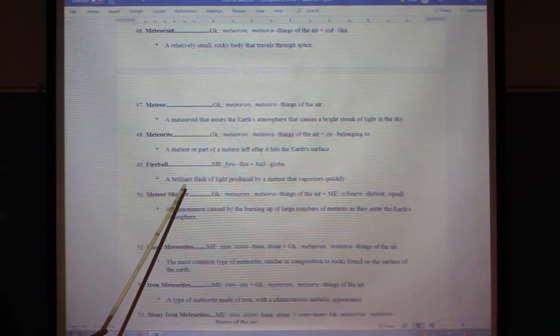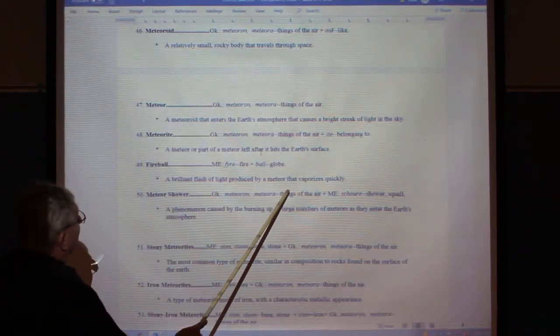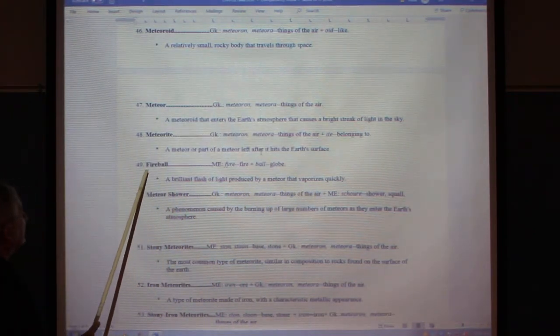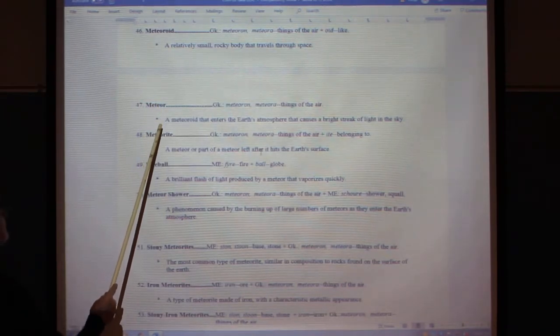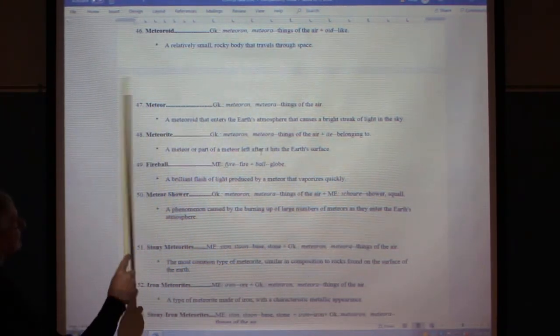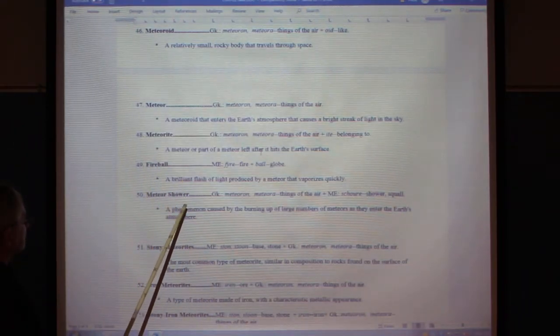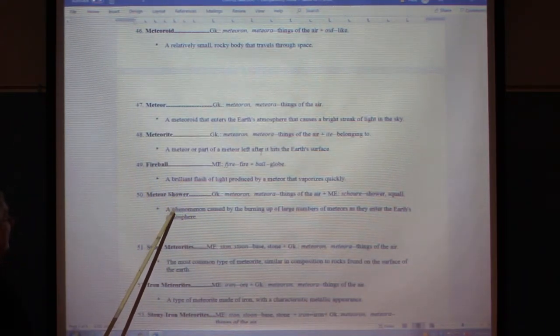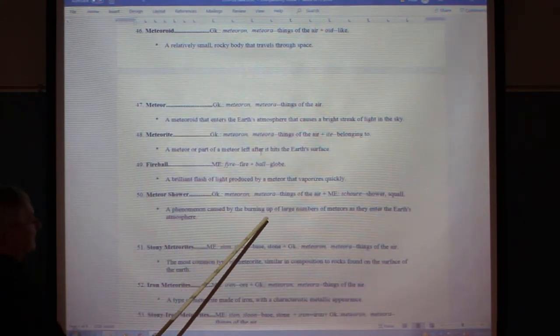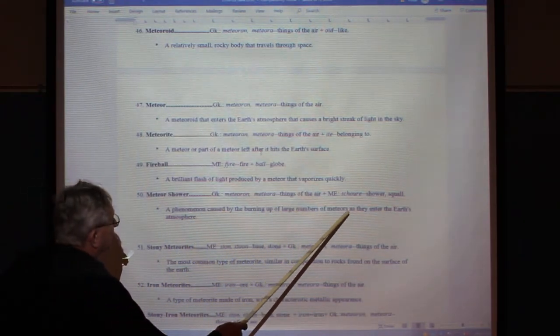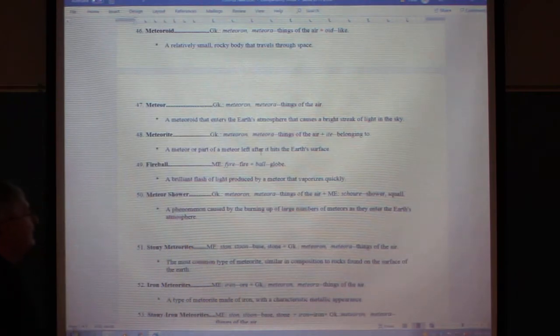Fireball, a brilliant flash of light produced by a meteor that vaporizes quickly. Sometimes days get mixed up, you know. We have a big shower out there. Meteor shower, in August usually, a phenomenon caused by the burning up of a large number of meteors as they enter the atmosphere. They just disappear because they burn up before they can do anything.